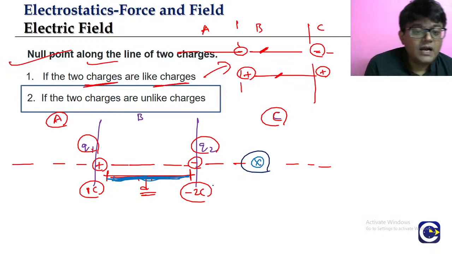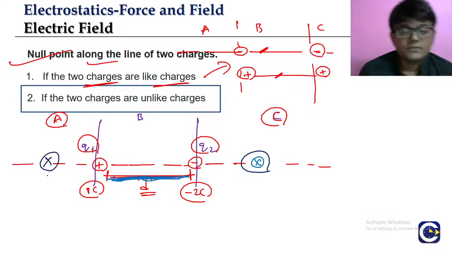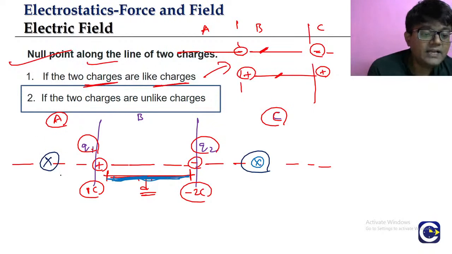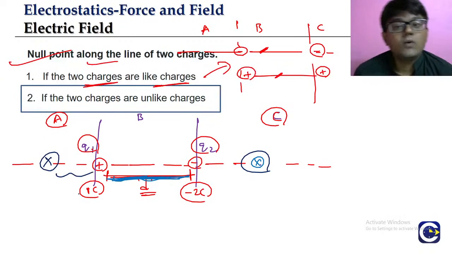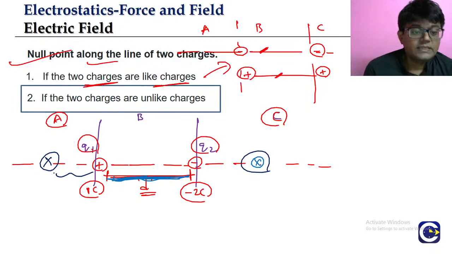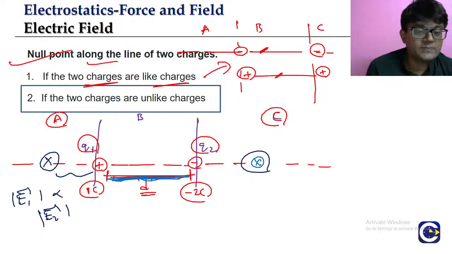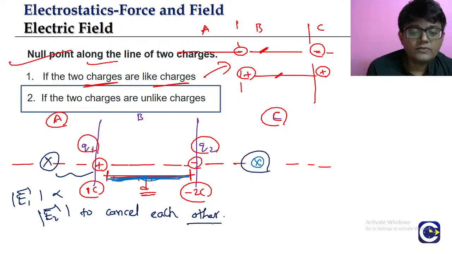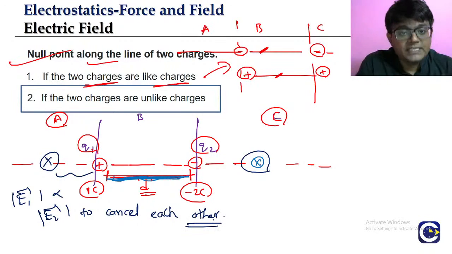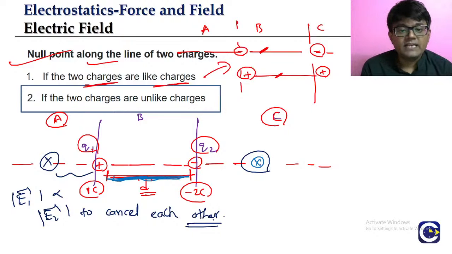If you look at region A, you are closer to the lower magnitude charge. Then there is a chance for the modulus of E1 and the modulus of E2 to cancel each other, as we discussed in the first case. So the final conclusion: when we have two opposite types of charges, the null point will not happen between the two charges.